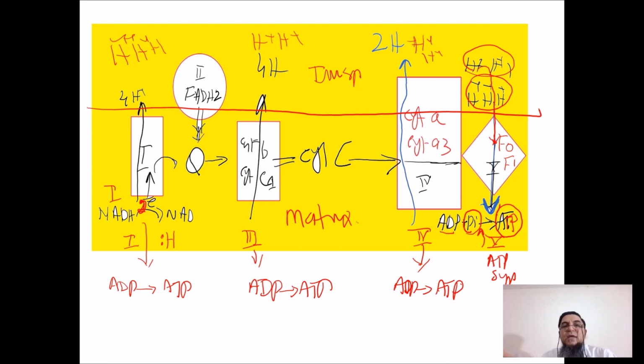This mechanism of pumping hydrogen from the matrix to the intermembrane space, and as a result the formation of an electrochemical gradient, and then the electromotive force of the electrochemical gradient pushes the hydrogen through the F0F1 complex to stimulate the ATP synthase, which causes the addition of inorganic phosphate to the ADP to make ATP, is called the chemiosmotic theory.